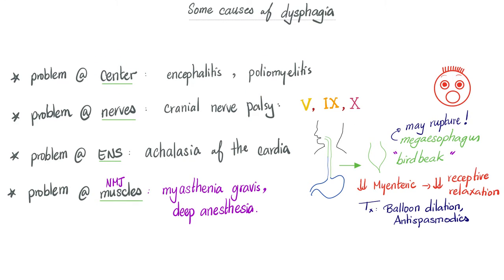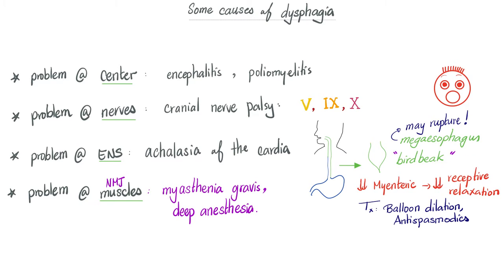Oh, like poliomyelitis, like encephalitis affecting the brainstem? Sure. Problems in the nerves, such as cranial nerves 5, 9, 10, etc. Or it could be a problem in the enteric nervous system in the esophagus, particularly the myenteric plexus. Remember when we said before that the myenteric is for motility. If there is dysfunction of the myenteric, there will be no motility, especially no relaxation.